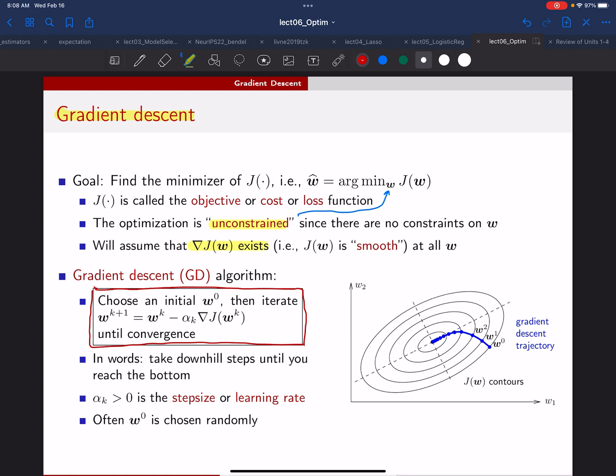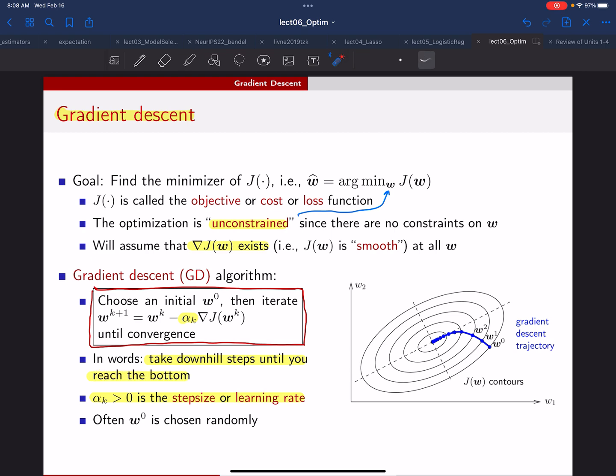So this parameter, alpha, is an important parameter. It's a positive parameter. It's called the step size or the learning rate. It has to be positive, and it should be small enough. And in words, we're just going to take downhill steps until we reach the bottom.